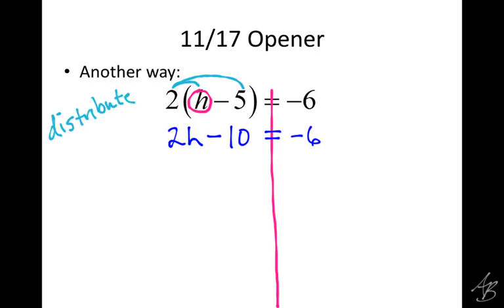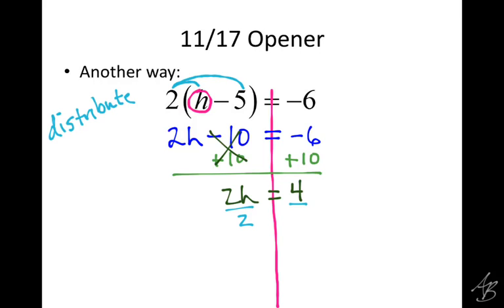Now, if we were going to solve this, what would we get rid of first? The negative 10 by doing what? Adding 10. So we're going to add 10 on both sides. And when we add 10, we get 2h on the left side, and negative 6 plus 10 is 4, right? And then to get the h by itself, we're going to divide by 2 on both sides, and the 2's cancel, leaving h equals 2.